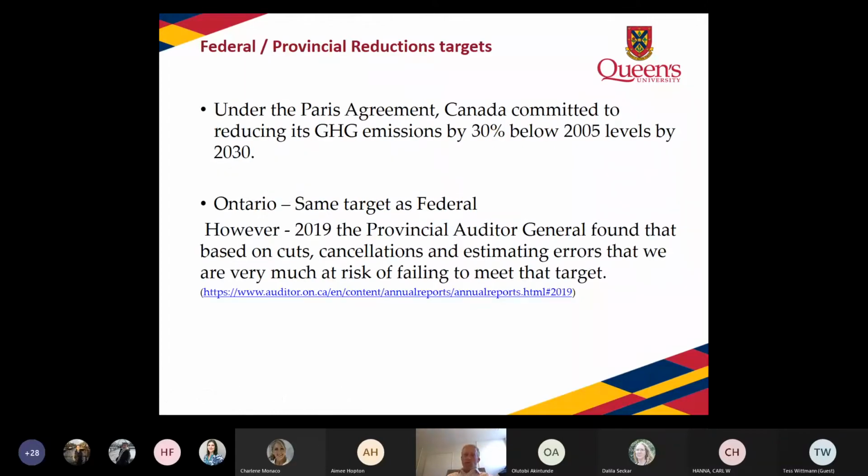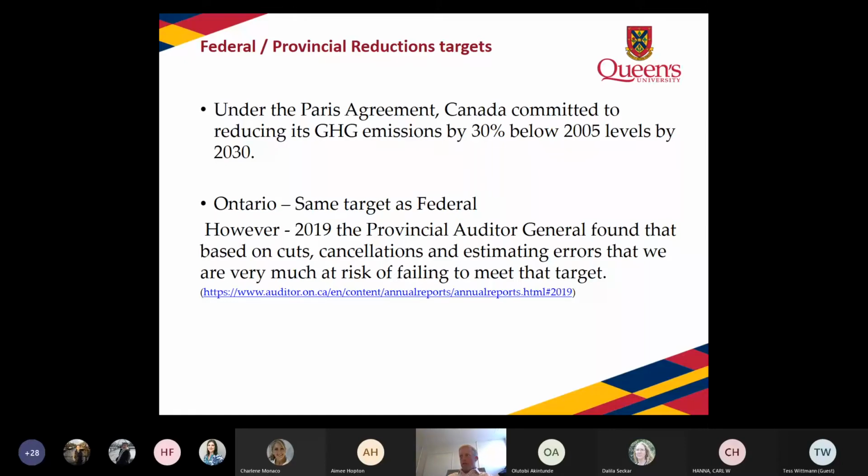So now that I've talked a little bit about the emissions types, I thought I would talk a little bit more now about the federal and provincial reduction targets, which have come about from different world conferences and the climate conferences. And the latest one, or the one that people are most familiar with, is the Paris Agreement, which committed Canada to reducing its greenhouse gas emissions by 30% below their 2005 levels.